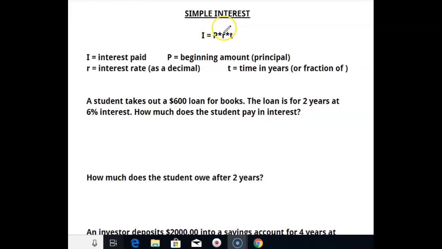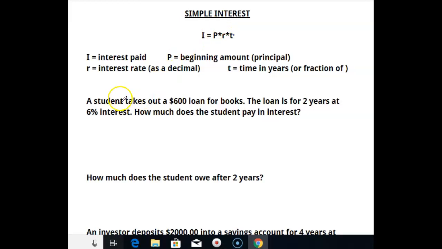times R, the interest rate. And that's always in decimal form. So that's why we've been doing so much with percents in their decimal form. You always calculate with the decimal form. And T is time, just like in any algebraic equation, it stands for time. And it's always in years, or a fraction of a year, or a decimal part of a year. And we'll look at a problem like that.